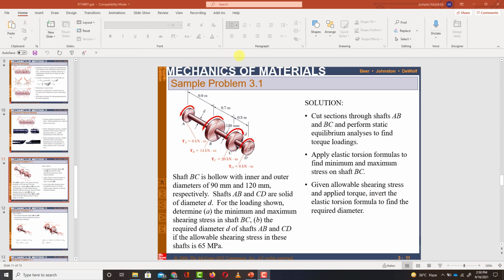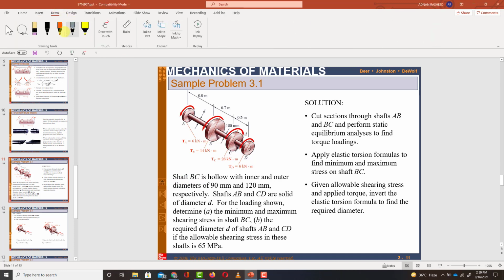Now problem 3.1 states that shaft BC is hollow with inner and outer diameter of 90 mm and 120 mm respectively, while shaft AB and CD are solid of diameter D.